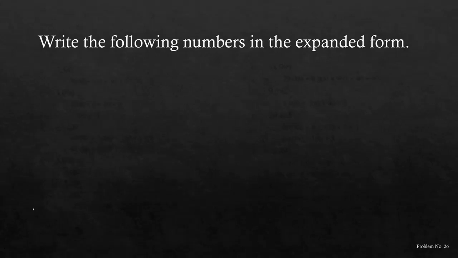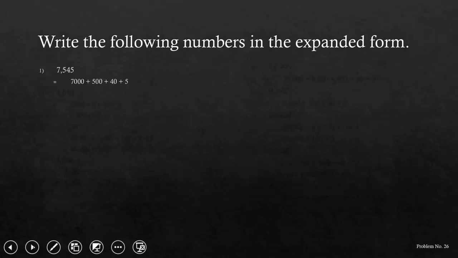Now we will solve a few problems based on the expanded form of a number. Write the following numbers in their expanded form. 7545. The place value of 7 is 7000, the place value of 5 is 500, the place value of 4 is 40, and the place value of 5 is just 5. So the expanded form of 7545 is 7000 plus 500 plus 40 plus 5.